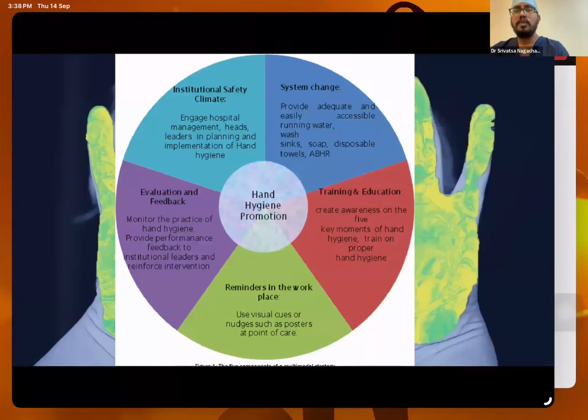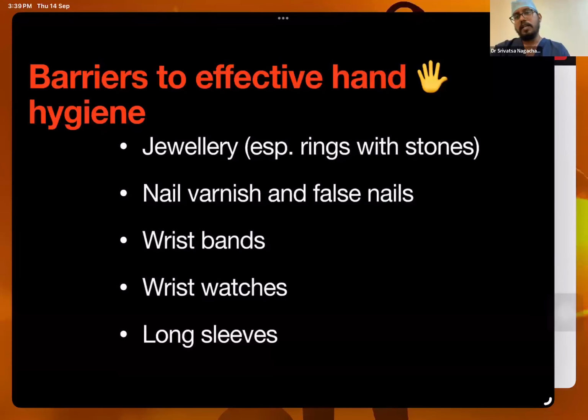Once that institutional change and internalization by the person happens, obviously the system will change. Once the system changes, more training and education happens, and more reminders in the workplace. The more it happens, the more feedback and evaluation happen, and the more hand hygiene promotion will happen, and that will eventually reach 100% compliance with hand hygiene. So that is the basic fundamental.